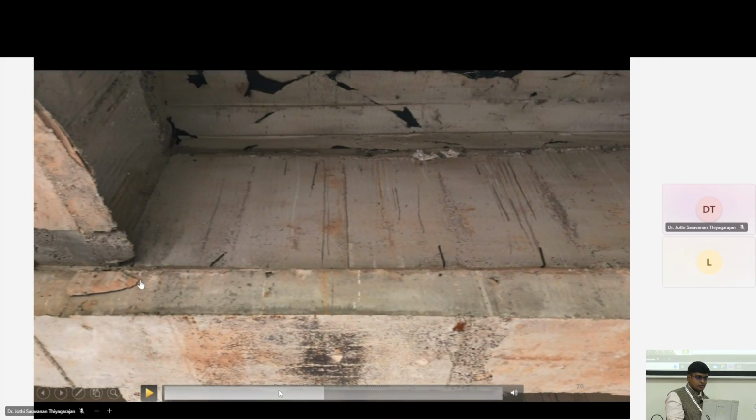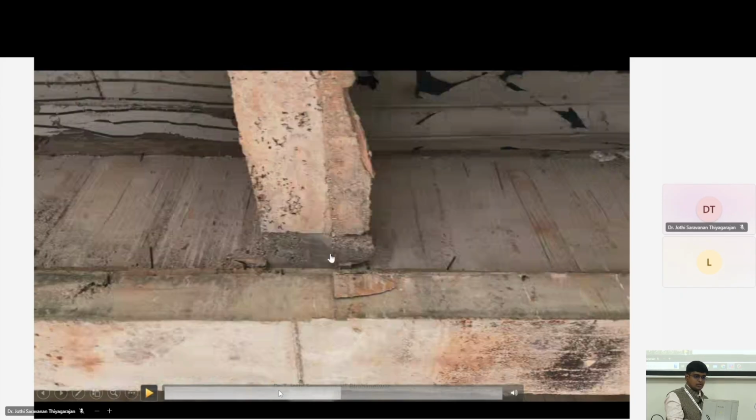This side there is spalling. Here also there is spalling of concrete. These are some extra bars that are coming out, which need to be cut. There is no proper finishing. See here, you can see some spalling of concrete. This side, and here also.